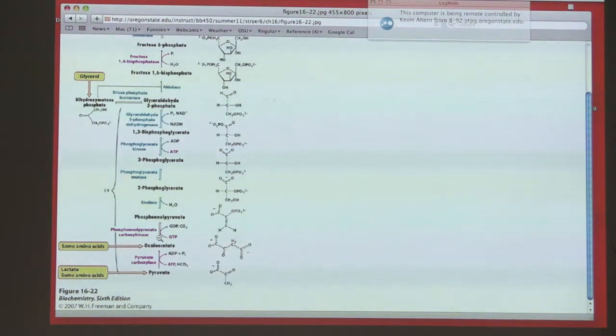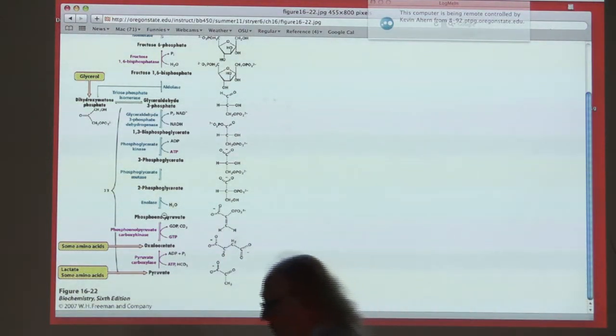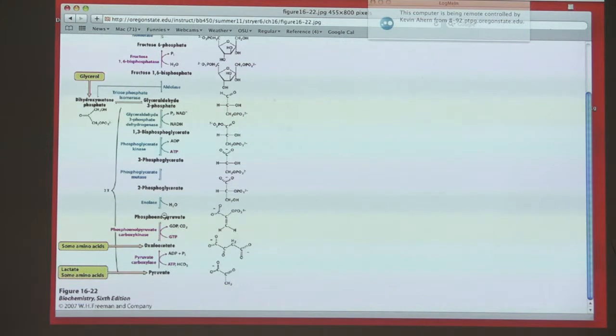As we will see, it takes more energy to make glucose than we get out of breaking glucose down. Now, we keep in mind also that when we go to make glucose, we have to start with two pyruvates. It's going to take two ATPs, it's going to make two oxaloacetates, and they're going to take two GTPs to make two PEPs, not pyruvates. Okay, well, that's a little complicated.